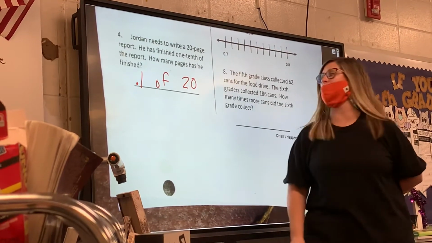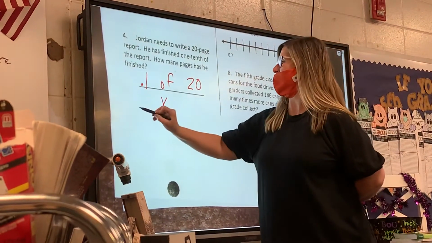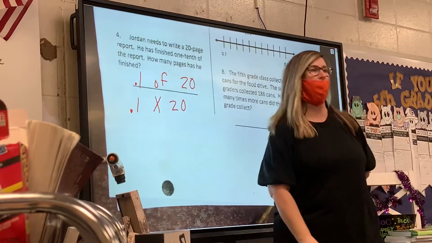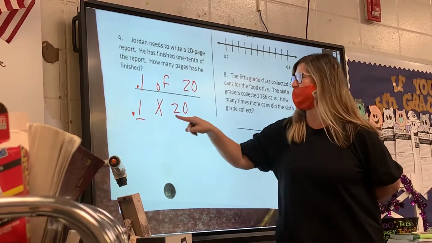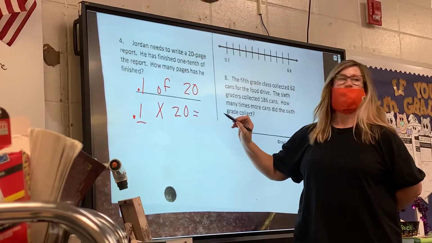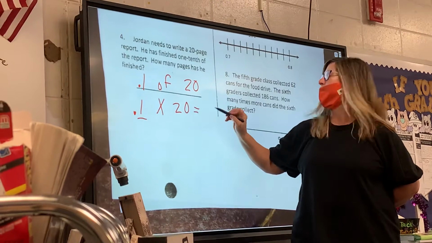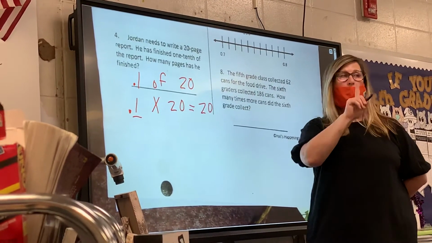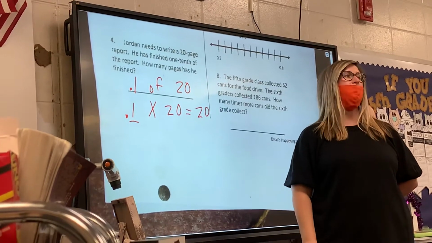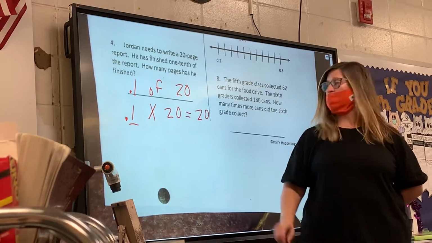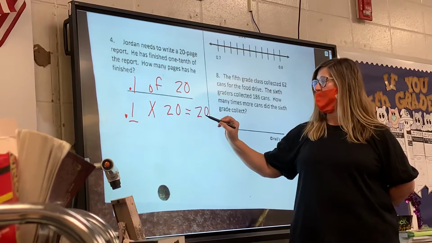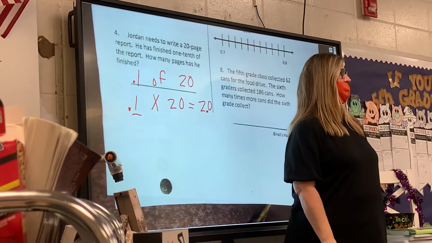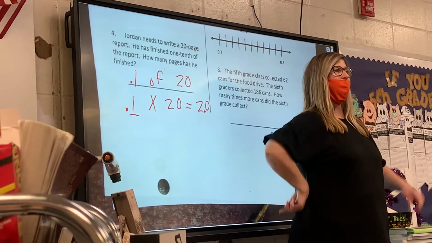Of means to multiply. So I'm doing 1/10 of 20. Let's look at it. All I've got to do is 1 times 20. What is 1 times 20? 20. How many digits are to the right of the decimal? 1. So you've got to have 1 to the right of your decimal. So where would I put mine? In the middle. So what's my answer? 2.